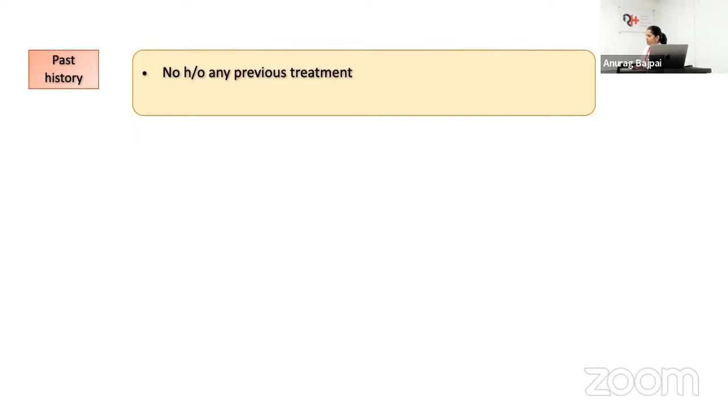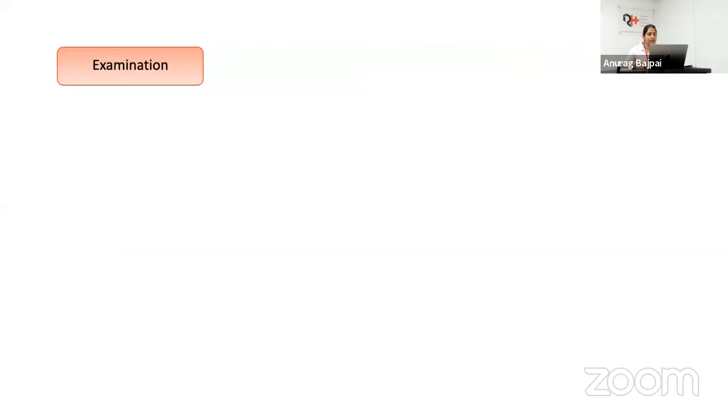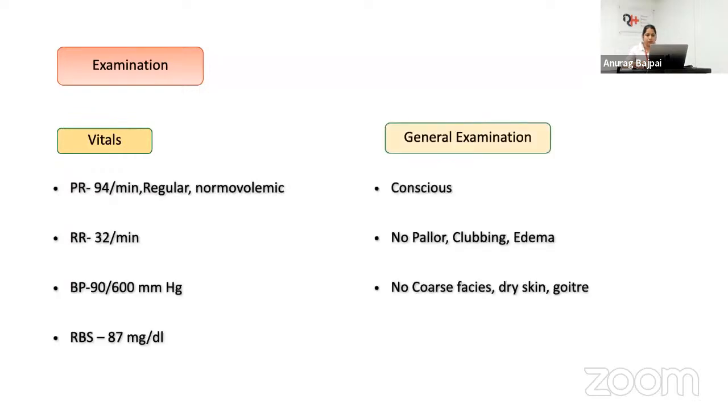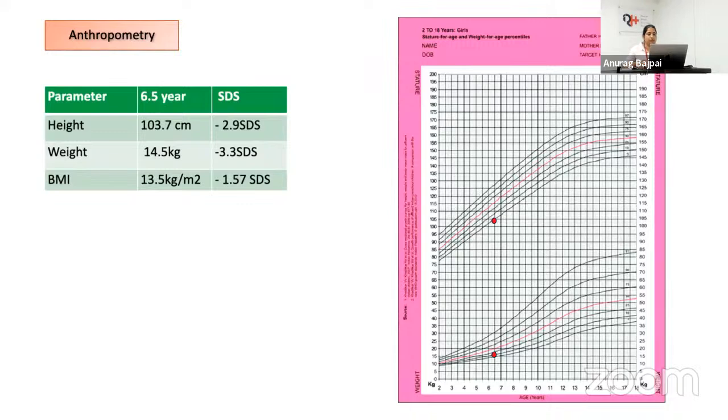Okay, carry on. There was no history of any previous treatment. On examination, her vitals were completely normal. On general examination, there were no coarse facies, no goiter, no bony deformities or café-au-lait spots, and no abdominal distension or tenderness. On anthropometry, she was short. Her height SDS was below minus 2.9, and even the weight was compromised, less than minus 3.3 SDS. It clearly showed that she has growth failure with a nutritional pattern.